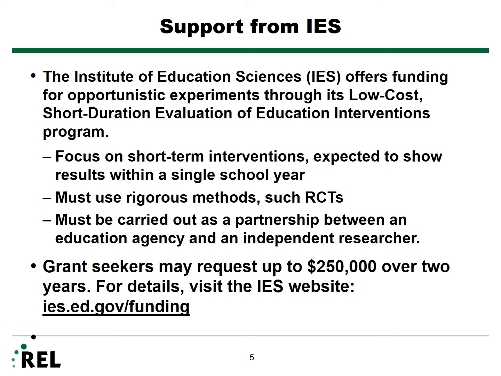The focus of these grants is on short-term interventions that are expected to show results within a single school year. The studies must use rigorous methods, such as randomized controlled trials, and the studies must be carried out as a partnership between an education agency and an independent researcher. Grant seekers may request up to $250,000 over 2 years. You can find more information on this grant opportunity on the IES website at the address shown here.